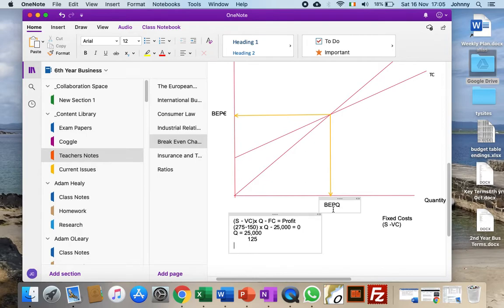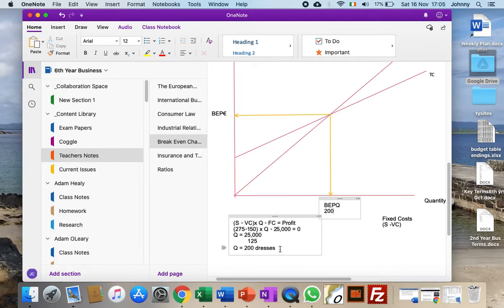So I'm taking out my calculator to do my sum: 25,000 divided by 125 gives me a figure of 200. And 200 what? It's not money, so it's 200 units, in this case dresses, because that's what this business makes. So for the break-even point, I'm going to put 200. So I've now calculated the break-even quantity.